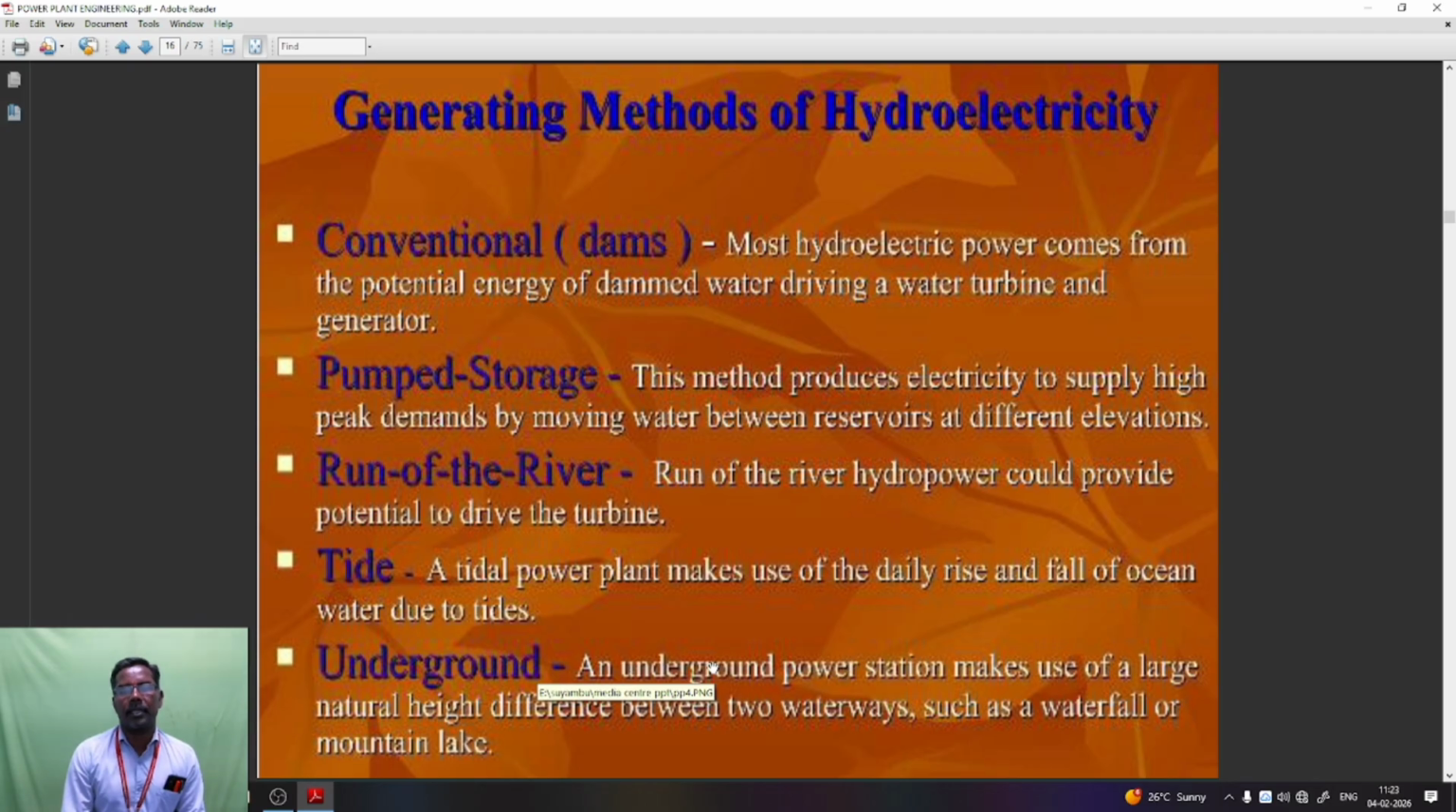Pumped storage. This method produces electricity to supply high peak demands by moving water between reservoirs at different elevations. Run of the river: hydropower could provide potential to drive the turbine. Tide: a tidal power plant makes use of the daily rise and fall of ocean water due to tides. Underground: an underground power station makes use of a large natural height difference between two waterways such as a waterfall or mountain lake.